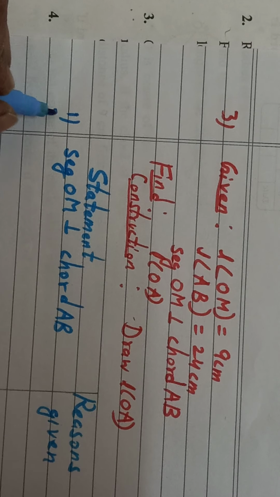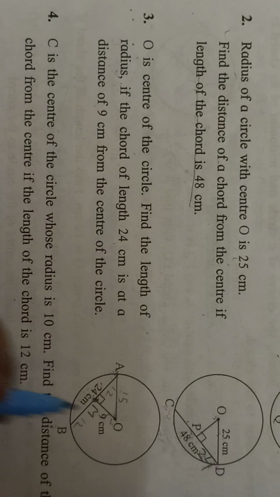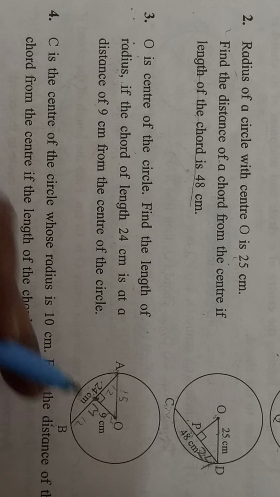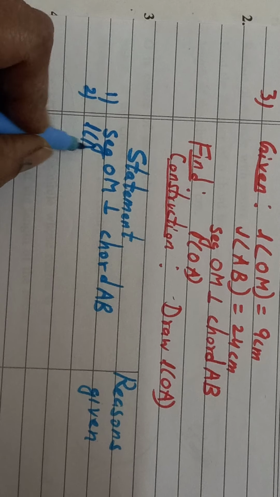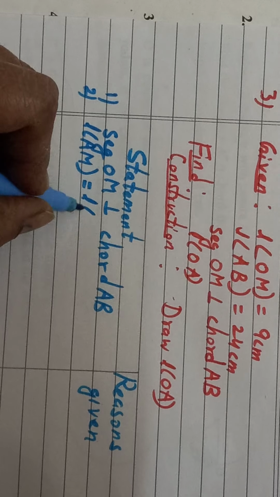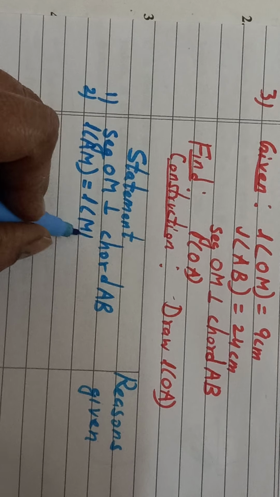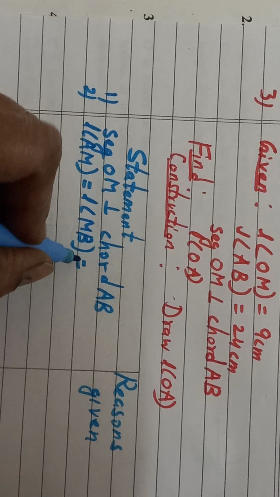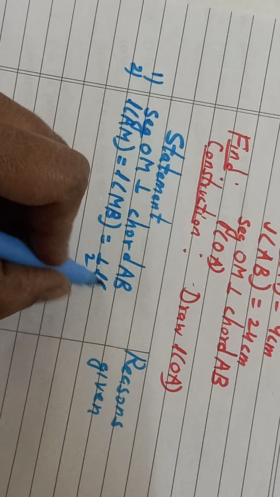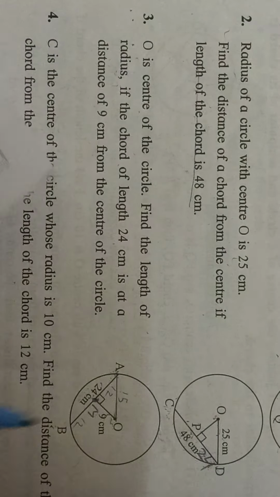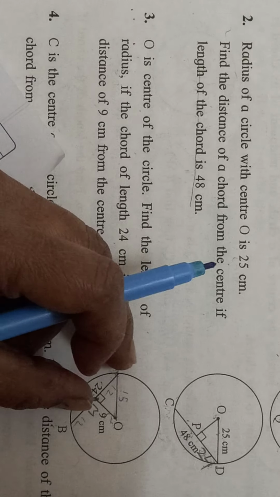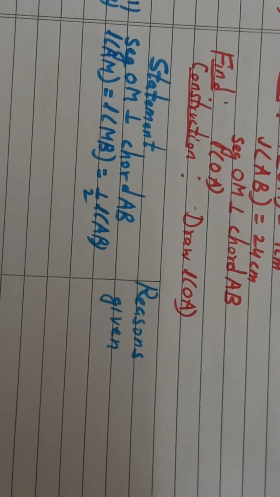From the figure we can see, second, now what we will write? Length of AM. M, this point we have taken on our own. Length of AM is equal to length of MB, which is equal to half of length of AB. Reason: the perpendicular from the center to the chord bisects the chord. So AM is equal to MB. This we have to write now.